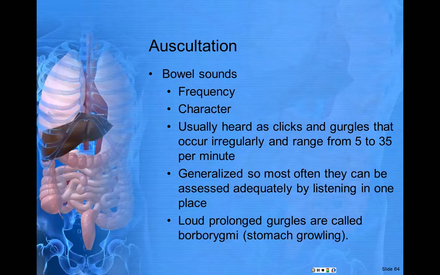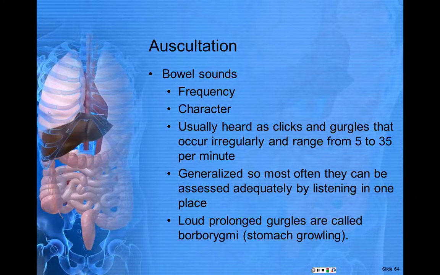Your next step is auscultation. Remember, in the abdomen we auscultate before we percuss or palpate. We're going to be listening for bowel sounds, the frequency of bowel sounds, the character, whether they're hypoactive, hyperactive, normal active, etc. Usually heard as clicks and gurgles that occur irregularly and range from 5 to 35 per minute. They're generalized, so most often they can be assessed adequately by listening in one place, although you want to listen in all 4 quadrants.